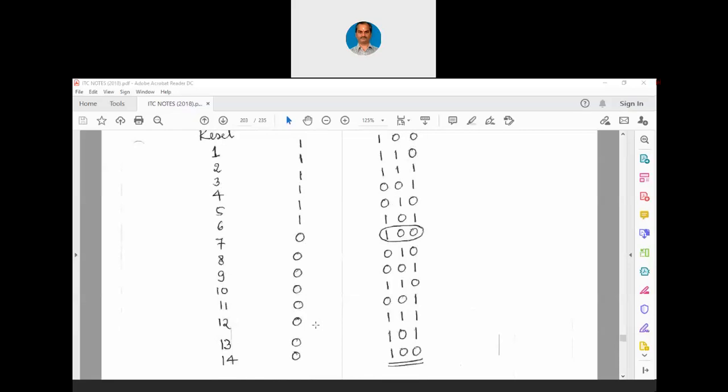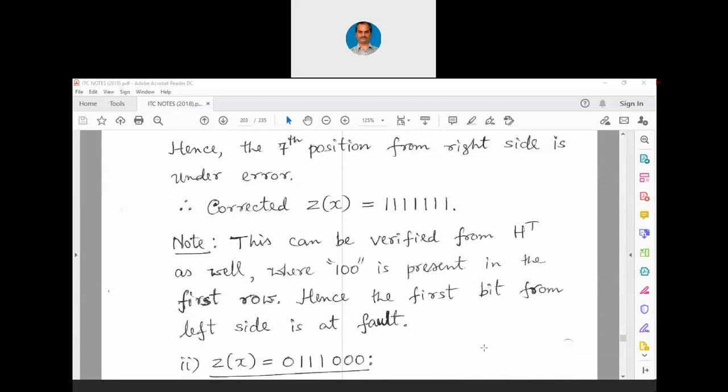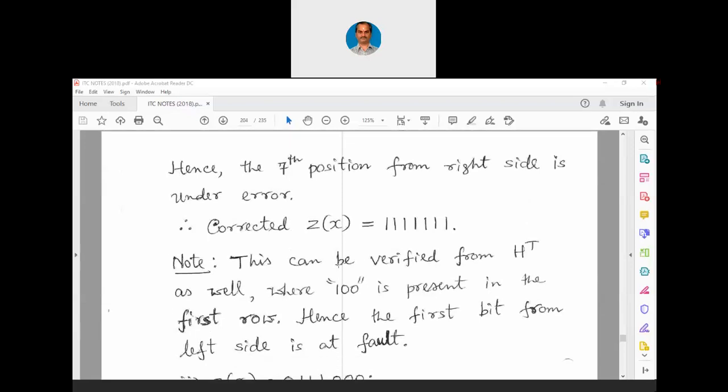Earlier I showed you that in the flipped fashion only to show you LSB and MSB sides. Otherwise, we have to keep on working until we get the same syndrome vector, that is 1 0 0 in this particular case. For getting this 1 0 0, we had to apply again 7 clock pulses. So, the error is in the 7th position from the right side. We have to move from the right side. So, the corrected z of x is now 1 1 1 1 1 1 1.